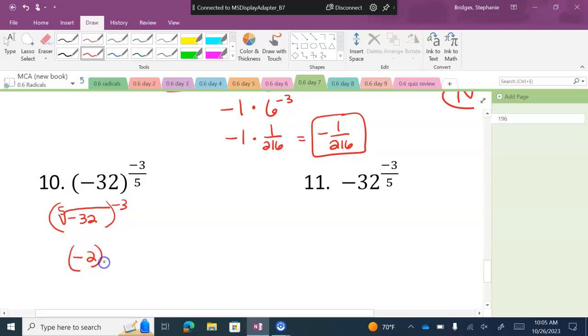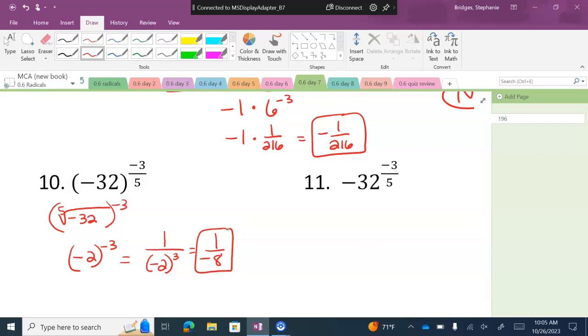Negative 2. And then that is going to be raised to the negative 3 power. So to make that 3 turn positive, I'm moving that negative 2 to the bottom. If you notice, did I change the sign of that 2? No, I just changed the sign of the exponent when I moved it. And then I need to figure out negative 2 times negative 2 times negative 2 is what? Negative 8. So we should get a negative 1/8 for our answer there. Is everybody okay with that?